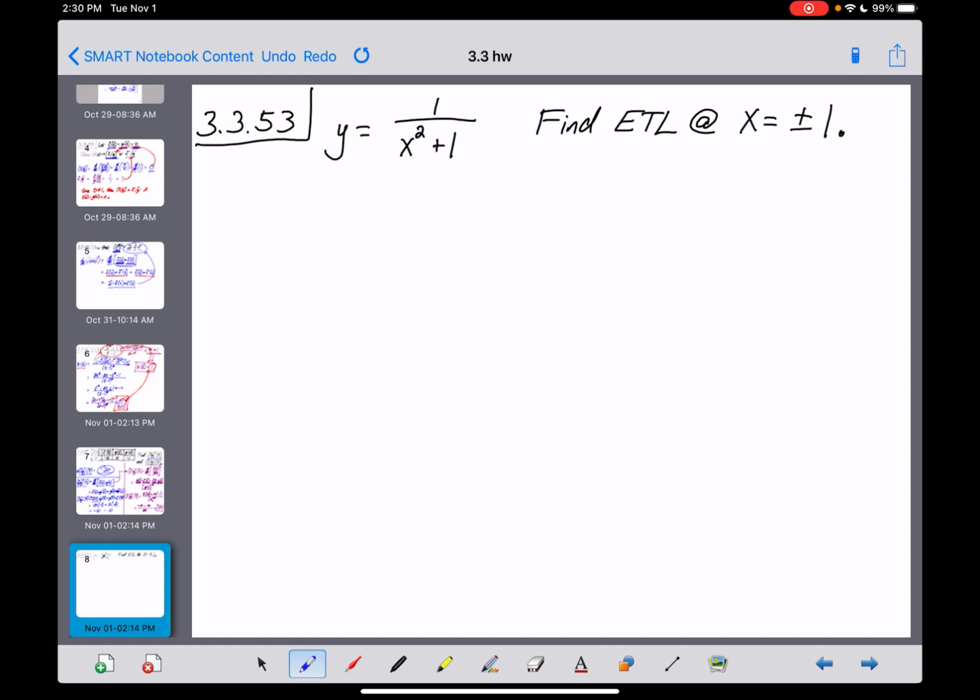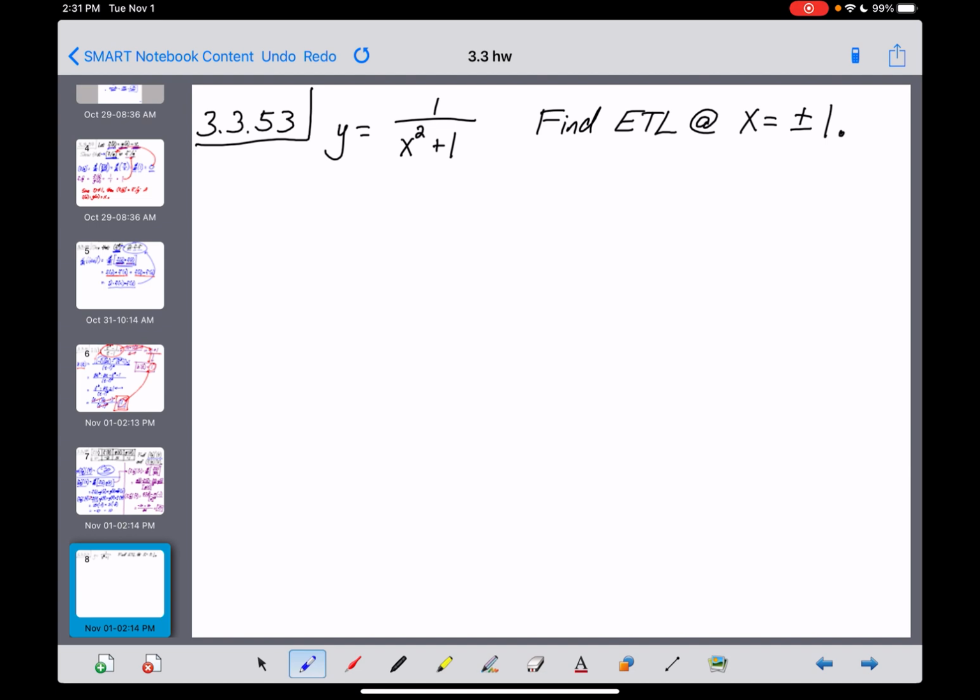Number 53 gives us this function, which is actually kind of famous within the world of mathematics. It's called the Witch of Agnesi. We'll draw the graph in a minute. It's got a cool shape. y equals 1 over x squared plus 1. They want us to find the equation of the tangent line, both at x equals positive 1 and at x equals negative 1. So we're really going to have two different answers to this question.